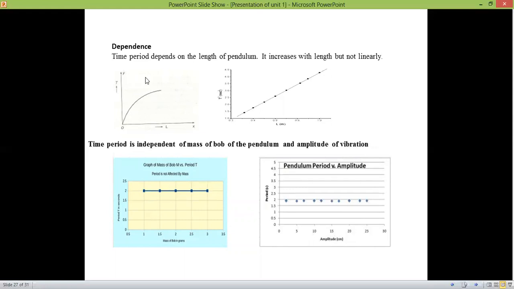So time period depends upon length, but it is independent of mass and amplitude. It means that changing mass or changing amplitude is not going to change the value of time period; it remains constant.